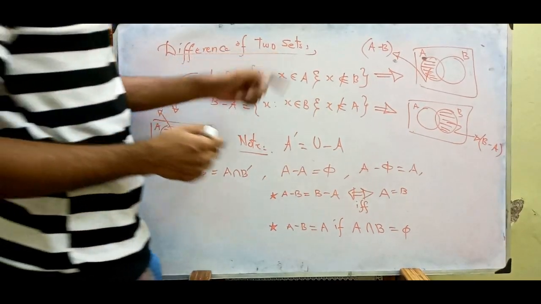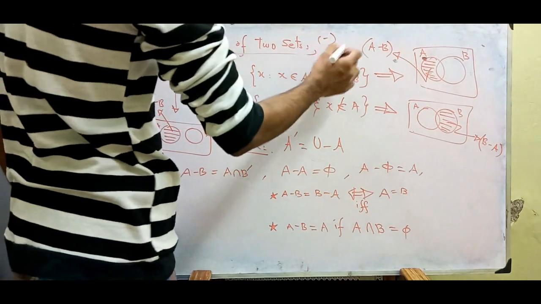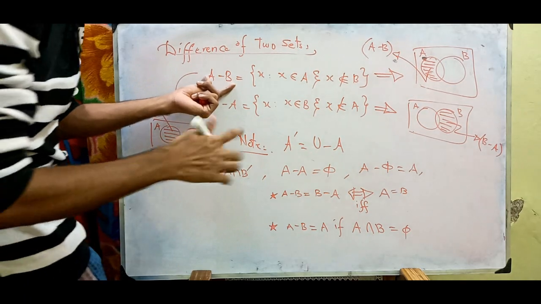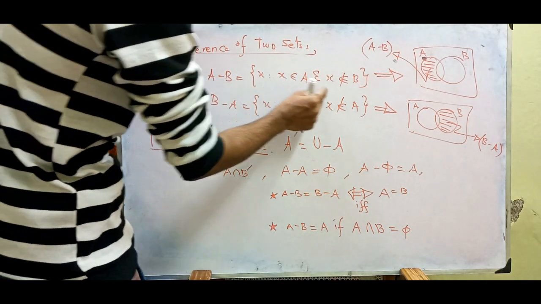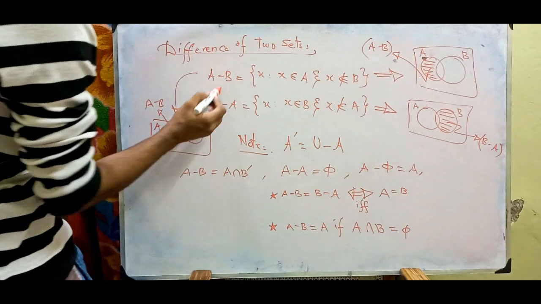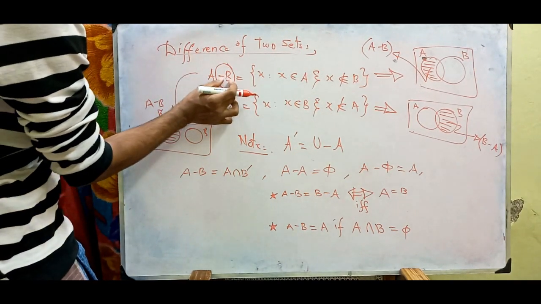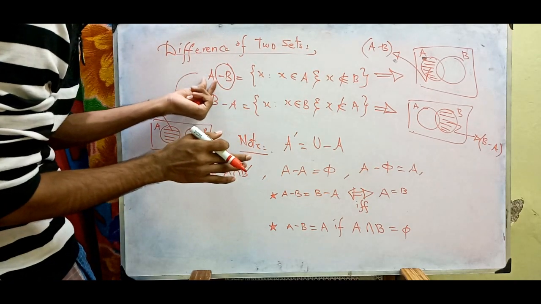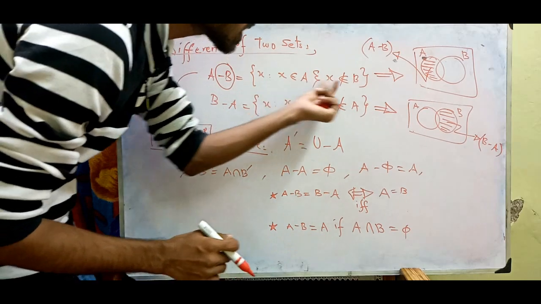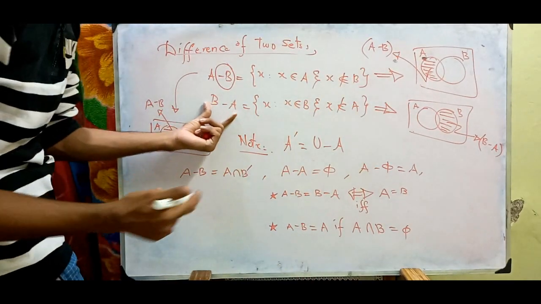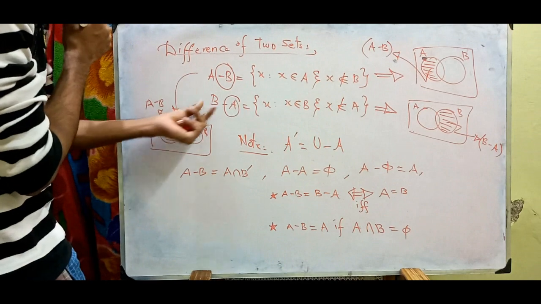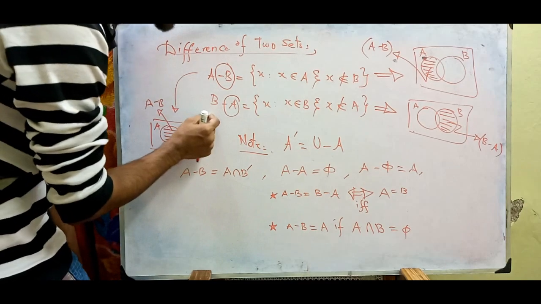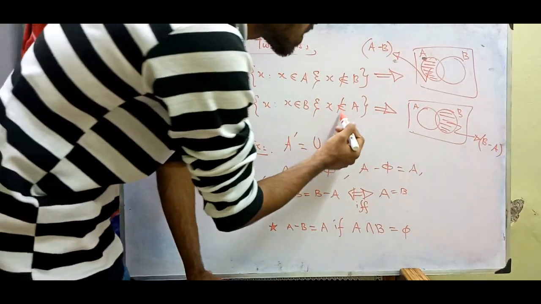So in the difference of two sets, by difference we mean subtraction, or removing the parts. See here, A minus B is nothing but x such that x belongs to A and x does not belong to B. So here we are removing the set B from A. So x belongs to A, x should not belong to B, and for B minus A we are removing set A from B, so x should not belong to A, but it should belong to B. So x belongs to B and x does not belong to A.